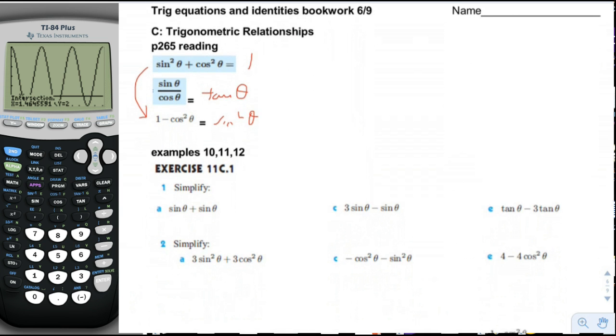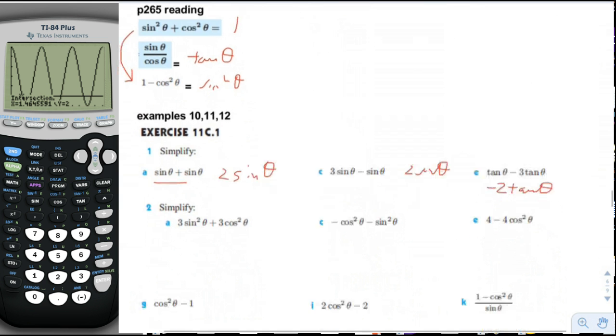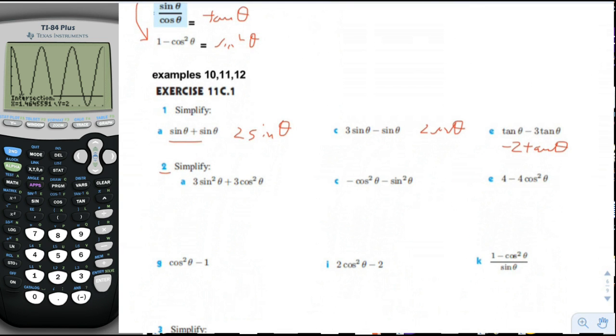Now we're just going to be treating our sines and cosines as if they were like x or something. So if you have a sine theta added to a sine theta, that's kind of like 2x, so you just say 2 sine theta. 3 sine theta minus sine theta is kind of like 3x minus x, so that would be 2 sine theta. Tangent of theta minus 3 tangent of theta is like x minus 3x, so that would be negative 2 tangent of theta.